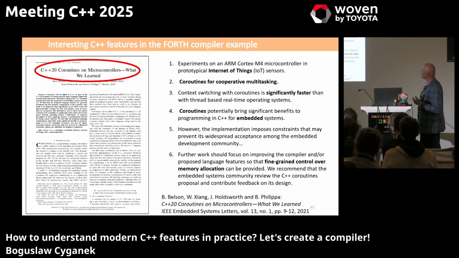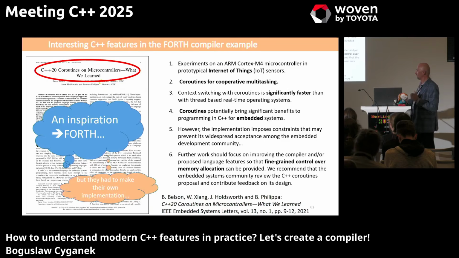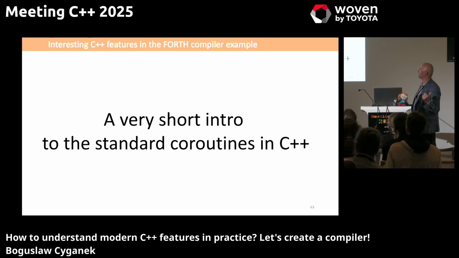Further work should be focused on improving the compiler and language so that fine-grained control over memory allocation can be provided. And indeed, they did their own implementation of coroutines, which I wanted to avoid. So that was my inspiration to put this into Forth and see how good the standard implementation of coroutine is and what I can do in this field of cooperating multitasking. But please remember, they have on GitHub their own implementation of coroutines for some reasons. Certainly, they started before the standard was finished, but anyway.